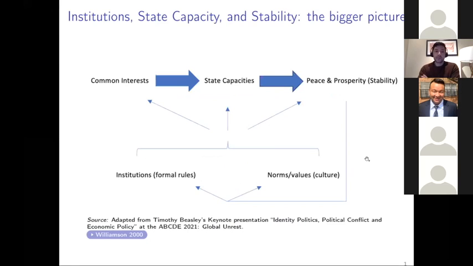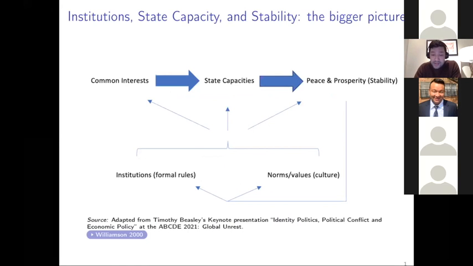Okay. So what I'm going to start with is this general idea that I've borrowed from Tim Besley. The idea is that institutions are at the foundation of the state. Institutions being formal rules and regulations, or norms, values, beliefs, culture, and so forth. They help build common interests in society, help build state capacities, and in turn that leads to peace, prosperity, stability, and so on.